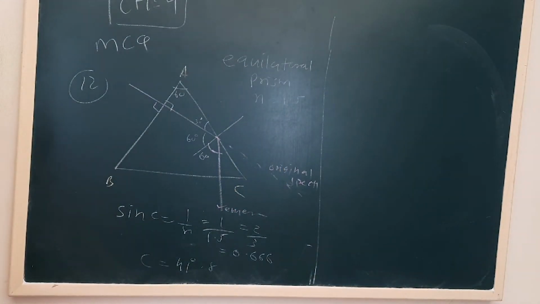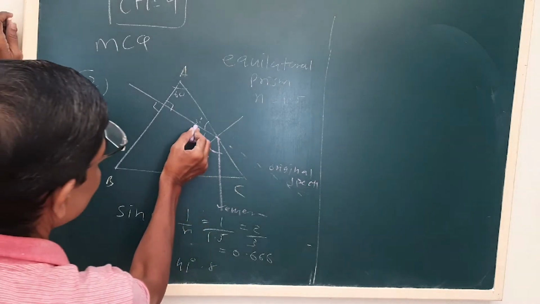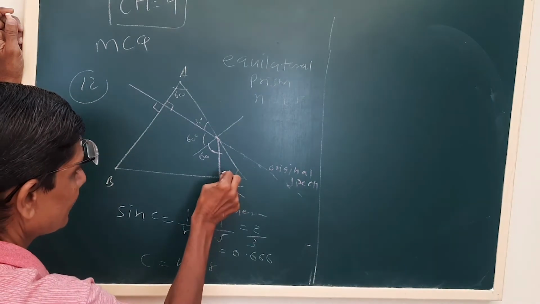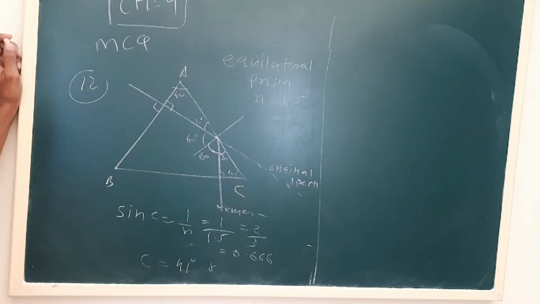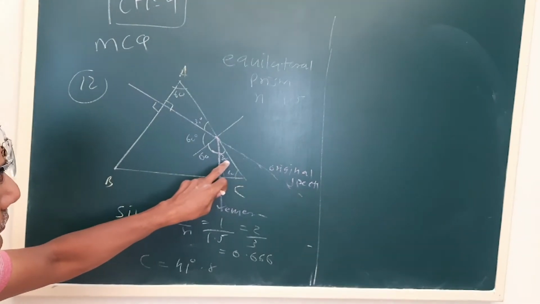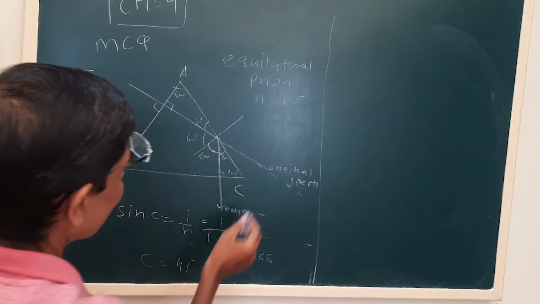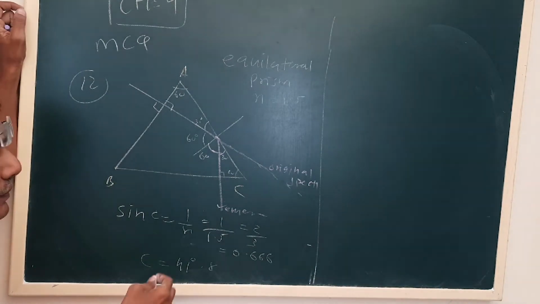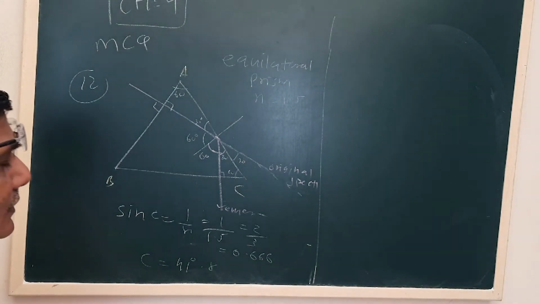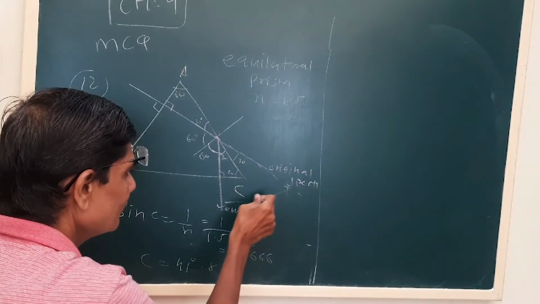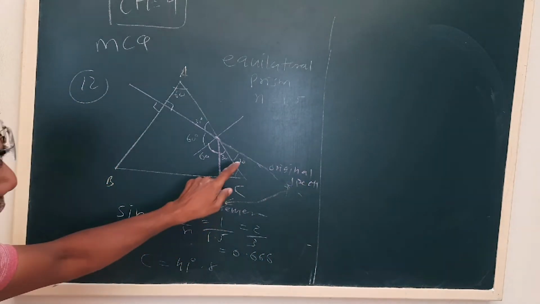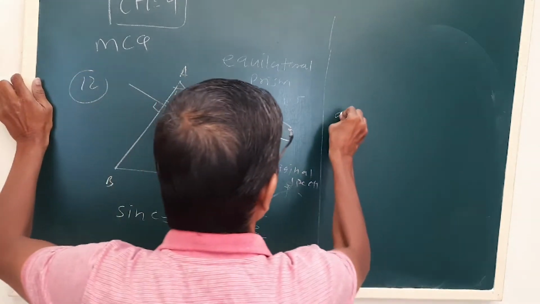Now, this line is a straight line. In the equilateral prism, this will be 60, 90, and this will be 30. And 60 plus 60 is 120, plus 135. This is also a straight line, so the angle sum should be 180, and this angle will be 30. Now from the diagram, the angle between the original direction and the emergent ray is the angle of deviation. So the angle of deviation will be 30 plus 30, which is 60.